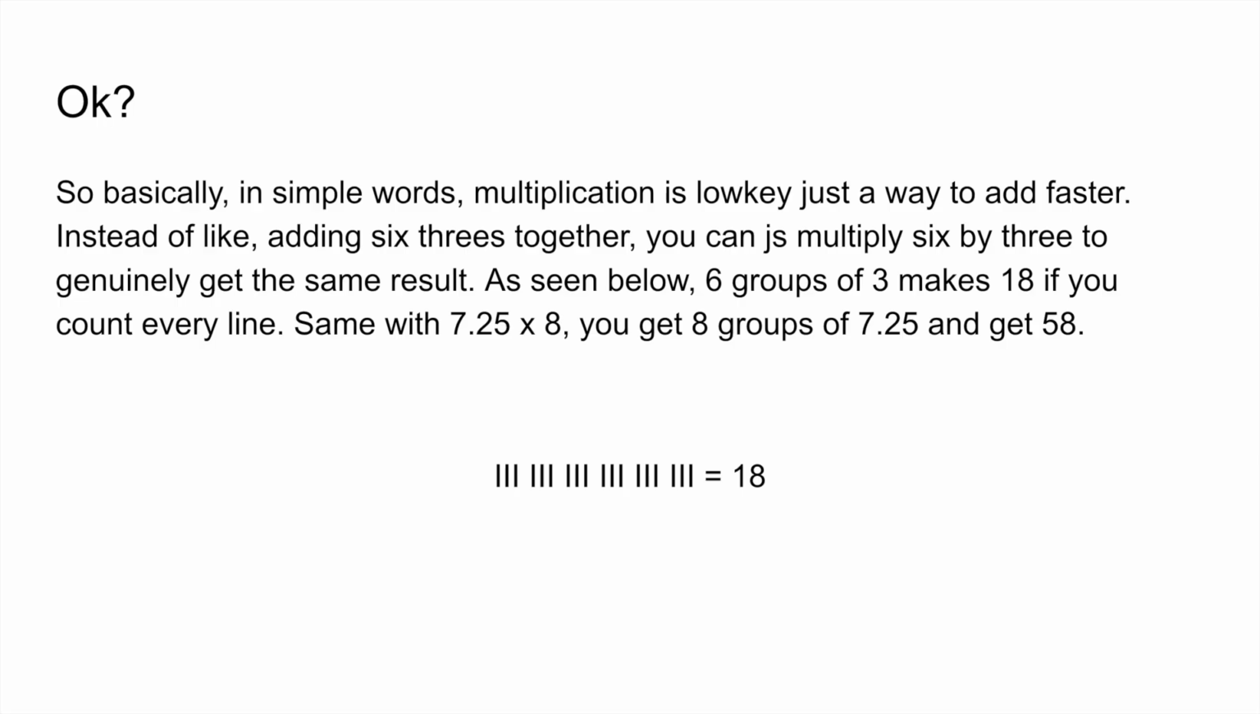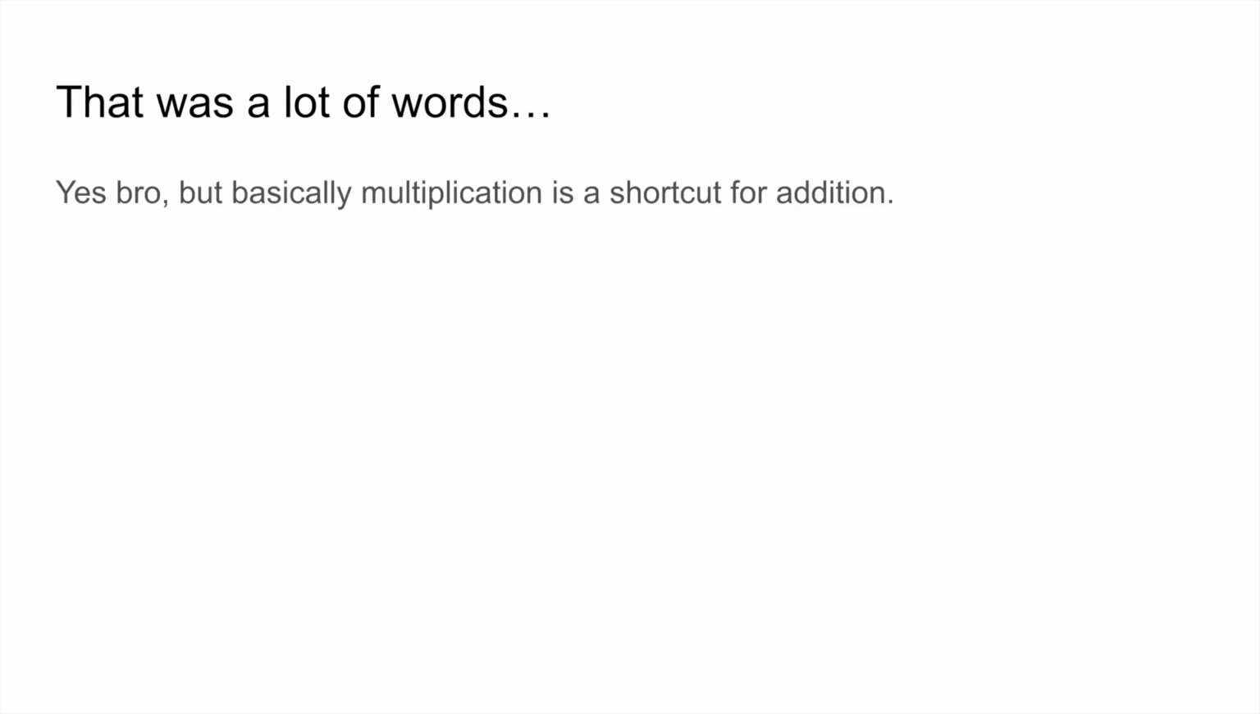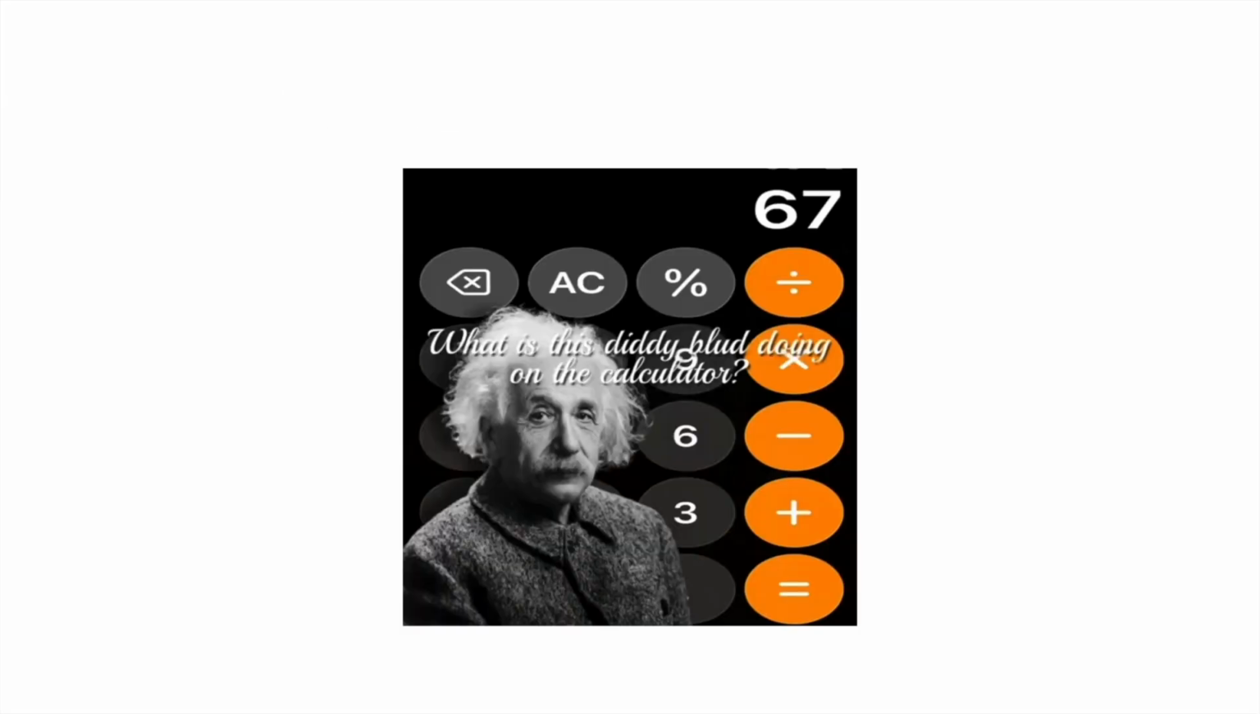Same with 7.25 times 8. You get 8 groups of 7.25 and you get 58. And I know that was a lot of words. So basically, multiplication is just a shortcut for addition. The best part is that you can use a calculator for this.